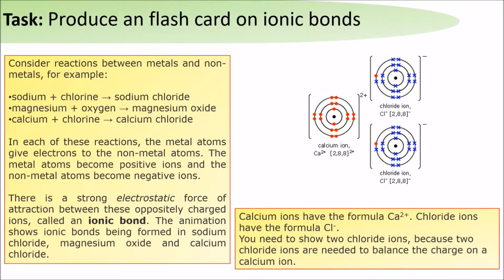And in calcium chloride, calcium ions have the formula Ca2+, whereas chloride ions just have 1-, so Cl-. So you need to show that 2 chloride ions bond to 1 calcium ion, as you need 2 negatives to balance out the 2 positives from the calcium ion.